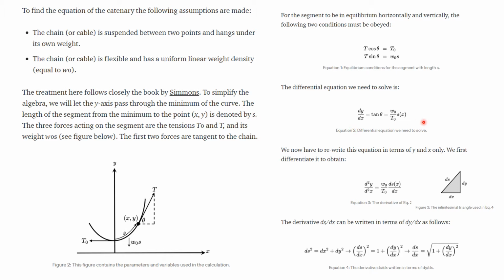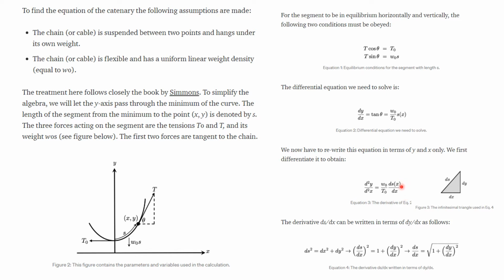So now we have a differential equation, and what we're going to do is take another derivative of both sides. When I differentiate dy dx, I get the second derivative of y with respect to x. And w0 over t0 is a constant, but then I'm taking the derivative of this s, and s, if you think about it in the limit, is the arc length, but this is ds of x dx.